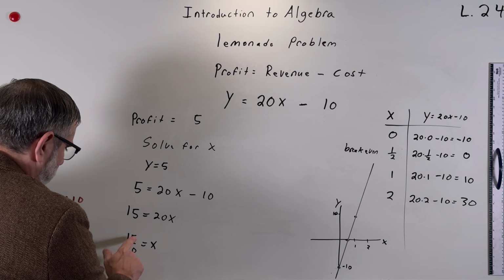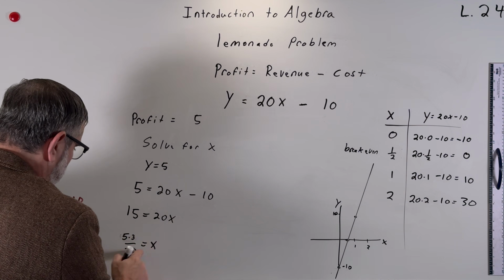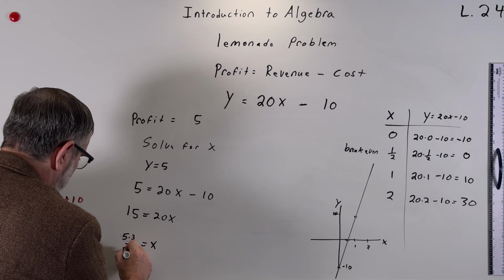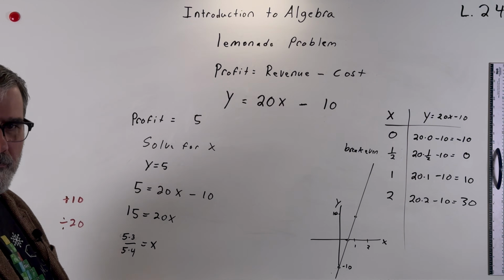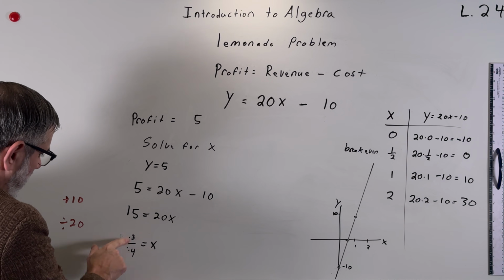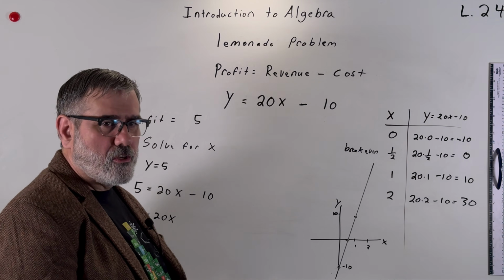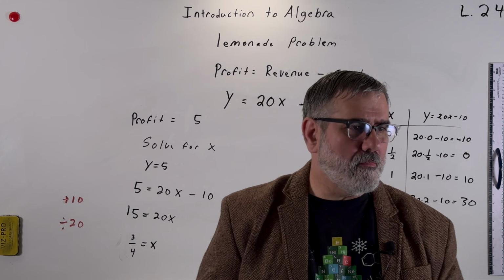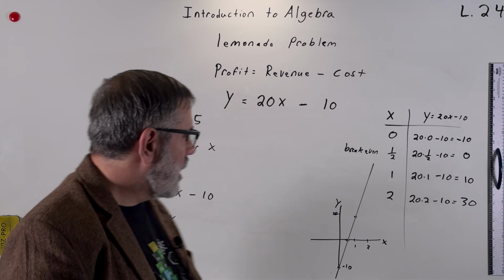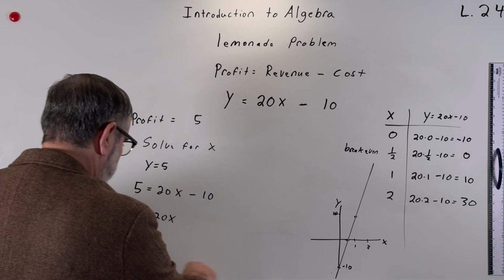Remember that 15 is 5 times 3, and 20 is 5 times 4. The 5 in the numerator cancels the 5 in the denominator, and we are left with 3/4. So we need to charge 3/4 of a dollar. That's 75 cents a glass if we want to make our profit of $5. Does that make sense?